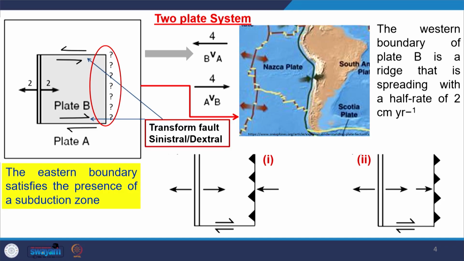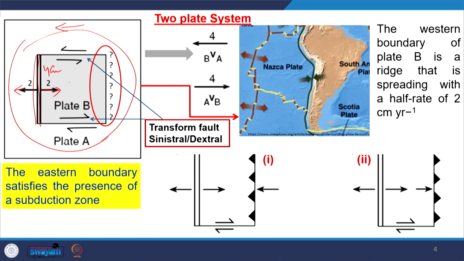Now, in this system, let us talk about a two plate system. Suppose we have two plates, one is plate A and another is plate B. But before the generation of plate B, imagine that plate A was the only one existing and it was moving in this direction. With time we carved out plate B from here, and finally we created a mid-oceanic ridge here, and this is the half spreading rate, 2 centimeter and 2 centimeter in opposite directions, and the relative velocity is 4 centimeter per year.